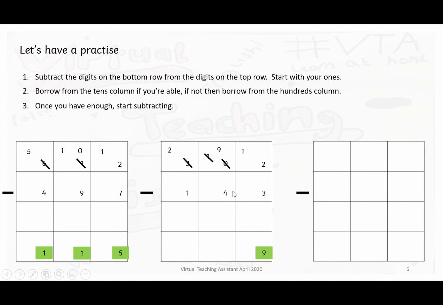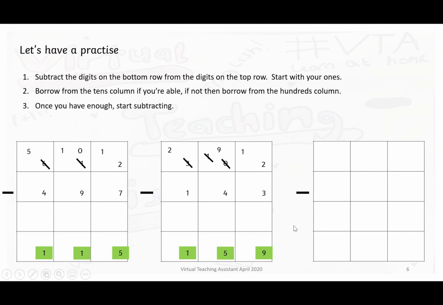And then 9 take away 4, can we do that? We absolutely can. That's 5. And then 2 take away 1, can we do that? Yes, we can. 159. So 302 take away 143 is 159.